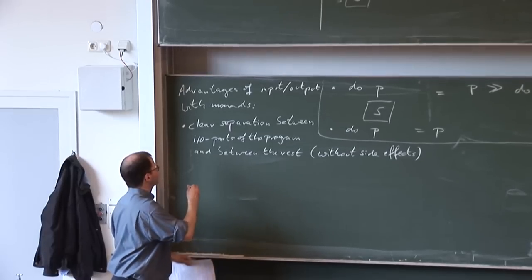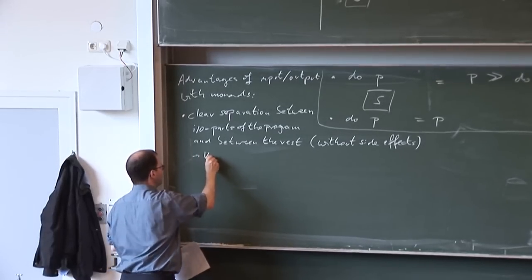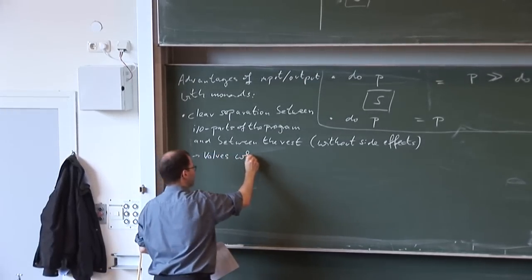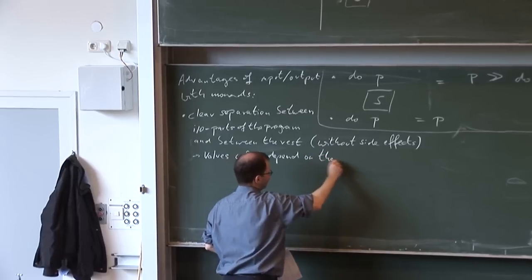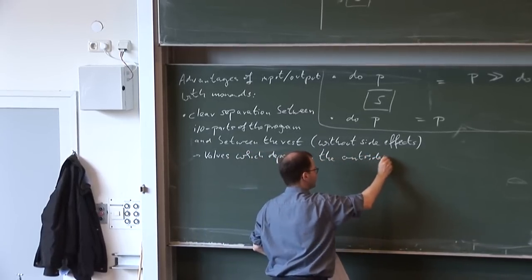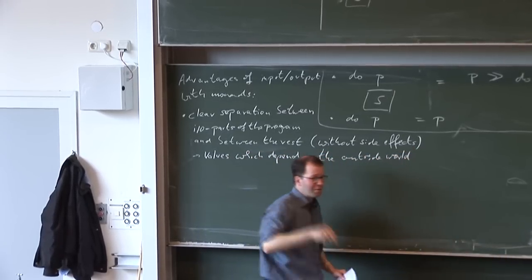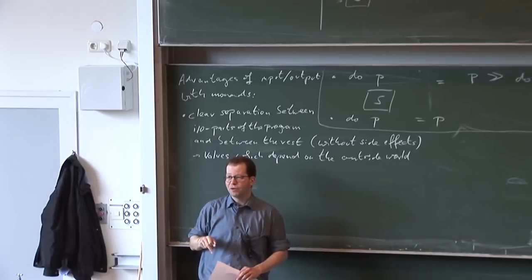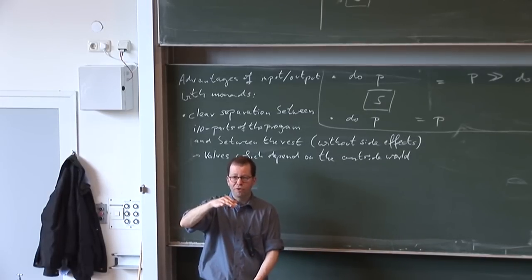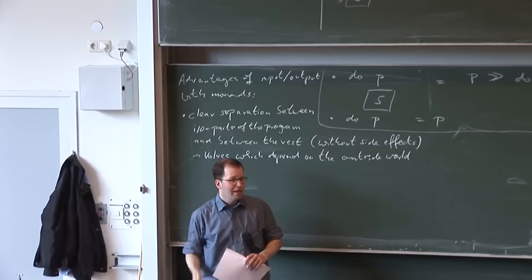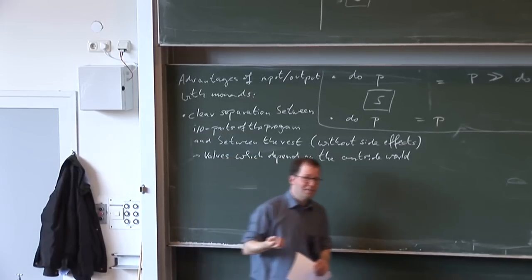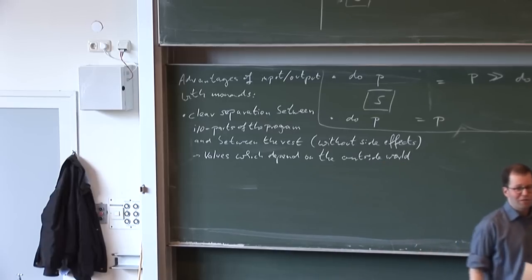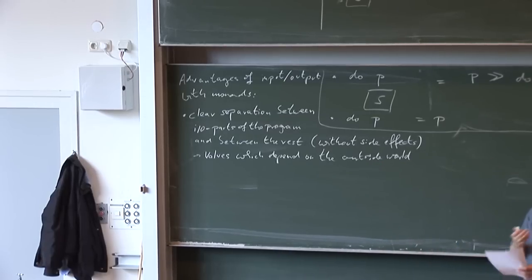So values which depend on the outside world. For example, a character that the user types on the keyboard. That's something that does not depend on the program on its own, but it depends on the outside world. And this value, you can never get out of this I/O monad again. It is in this I/O monad, and you can put it into another I/O monad, but you can never get it out. And therefore, it can never influence the value of expressions.